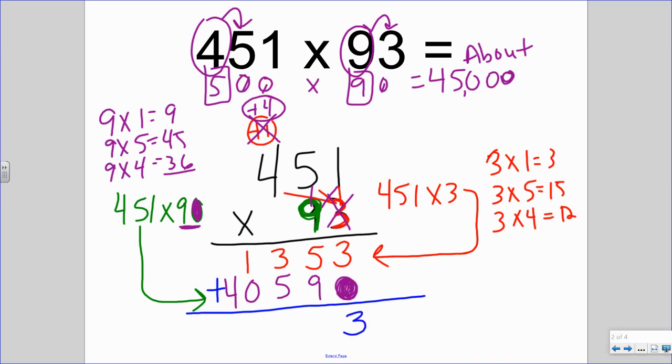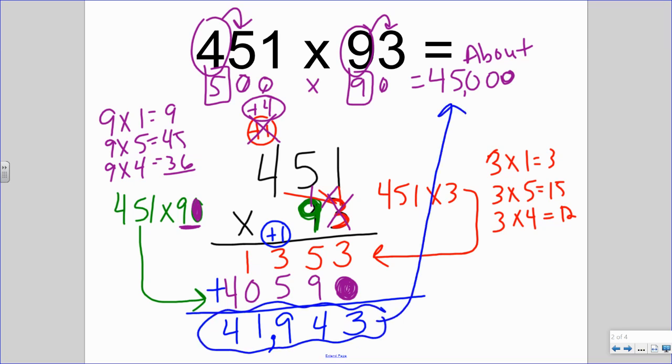3 plus 0 is 3. 5 plus 9 is 14. Carry the 1. Don't lose that. 1 plus 3 is 4. Plus 5 more is 9. 1 plus 0 is 1, and 4 is all by itself there. When I throw my comma in, guys, I can see I did not make any big mistakes. 41,943 is not terribly far from 45,000.